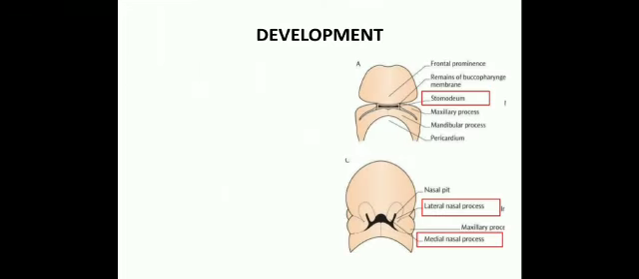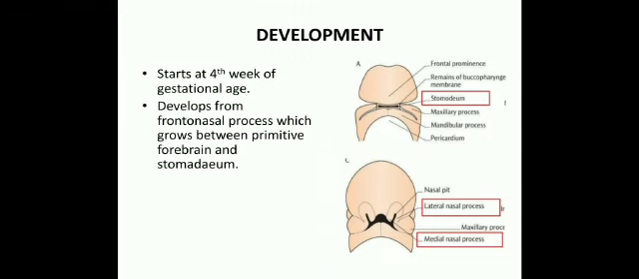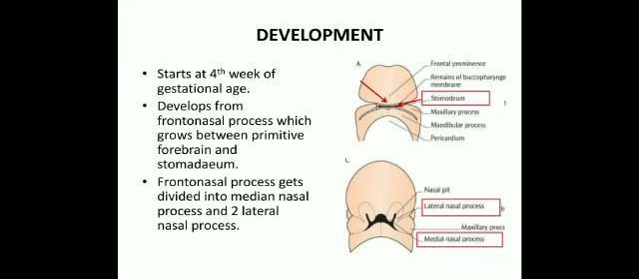The development of the nose, earlier we have seen it starts from the 4th week of gestational age and develops from the frontonasal process which grows between the primitive forebrain and the stomatodeum. Then the frontonasal process gets divided into median nasal process and the 2 lateral nasal processes. In between these two there is a nasal pit and they form the nasal sac, which in future gives rise to the nasal cavity.